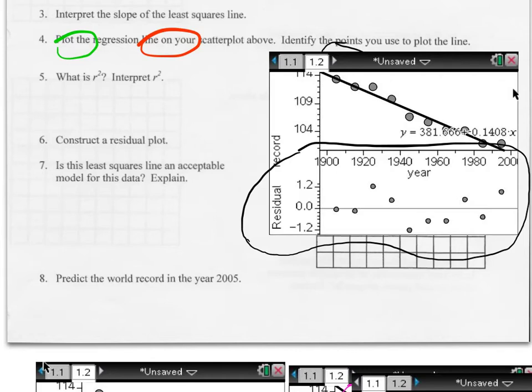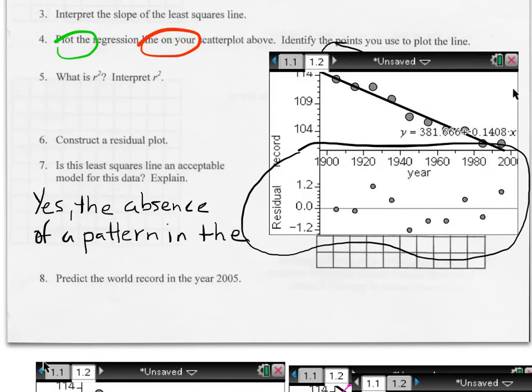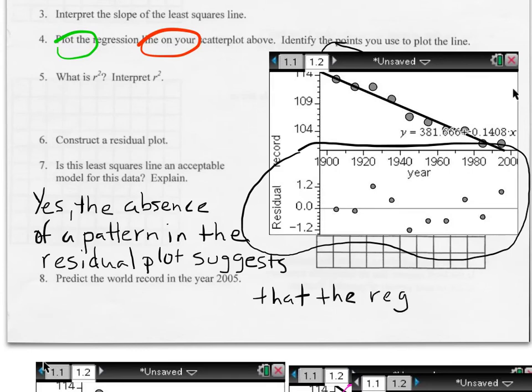If I take a look, I don't really see any pattern. I don't see anything kind of curved, so I'm going to say yes. The absence of a pattern in the residual plot suggests that the regression line is a good fit for these data.